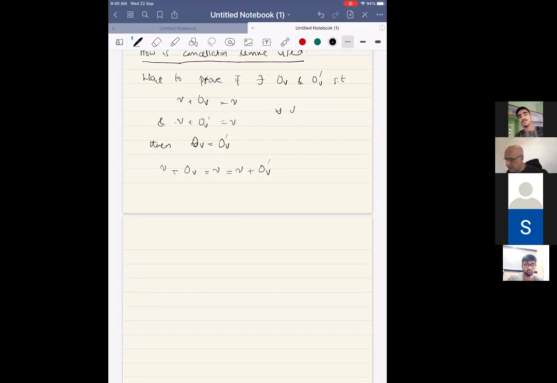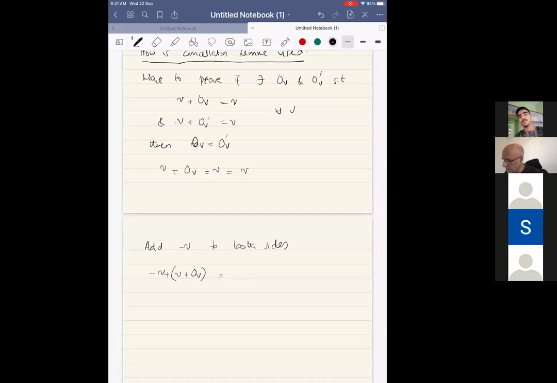Now you take minus v, because minus v exists. And by the way, I don't need to assume that minus v is unique. There exists one minus v. Then add minus v to both sides. Add minus v to both sides. Then minus v plus v plus 0v equal to, I got this wrong.